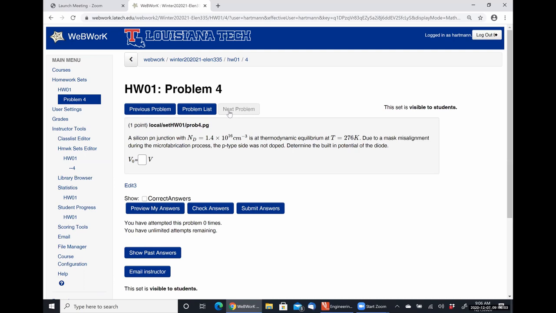So what are we going to use? The built-in potential is KBT over Q. So KB is a constant, Q is a constant, T is given here at 276 Kelvin, multiplied by the natural log of Na times Nd over Ni squared. Well, Nd is given to us, but Na is zero. Does that mean the barrier potential is zero? No, right. So instead of saying Na is zero, that's just the whole concentration, right? So the whole concentration is going to be the intrinsic carrier concentration on that side of the crystal. So we would just have KBT over Q multiplied by the natural log of ND over NI, and that's going to give us our barrier potential for this jacked up crystal. Okay, so nothing wild or crazy there.